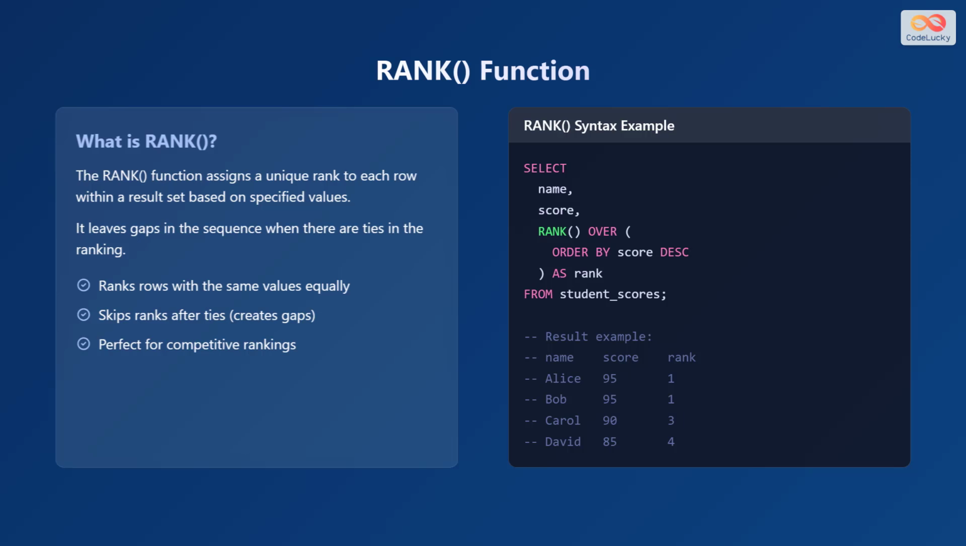Here is an example of the RANK function syntax. First, select the name, score, and then use the RANK function over order by score in descending order as rank from student_scores. As a result, you get the name, score, and rank. Let's say Alice has a score of 95, and the rank is 1. Bob has a score of 95, and the rank is 1. Carol has a score of 90, and the rank is 3. David has a score of 85, and the rank is 4.